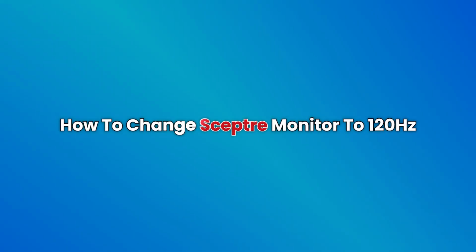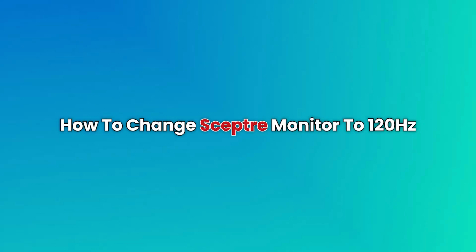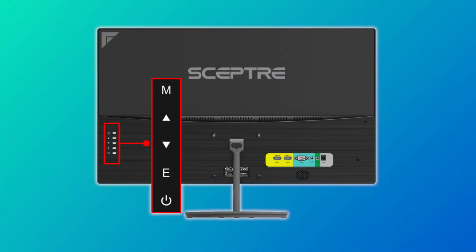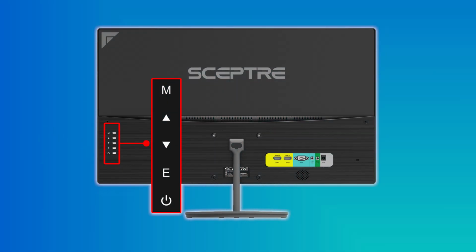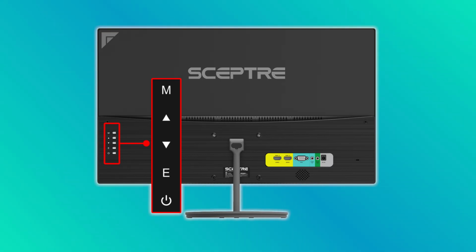Hello everyone. In this video, I will show you how to change your Sceptre monitor to 120 Hz. First, we will use the monitor's built-in menu, also called the OSD or on-screen display menu.